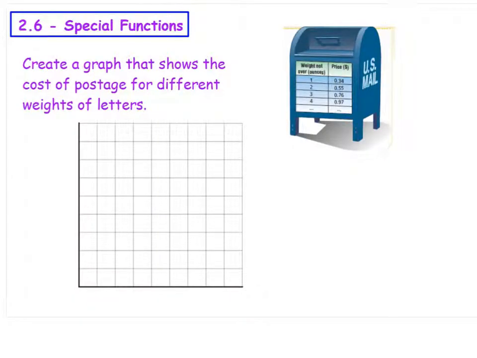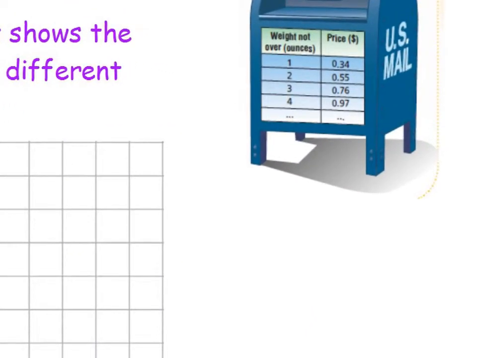This is a video lesson for 2.6, all the special functions. So the first example is creating a graph that shows cost of postage for different weights of letters. And if you can see, it says weight not over that amount of ounces. So for 1, the price would be 34 cents because 1 is not greater than 1. It's not over 1. So at 1, we know that the price is going to be 34 cents.